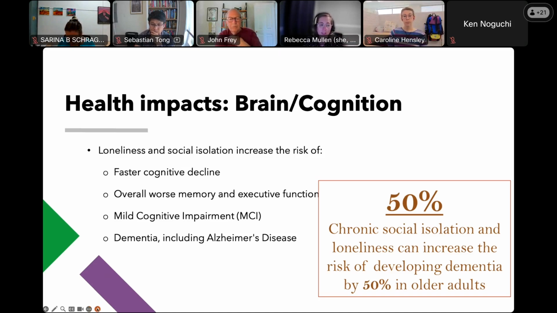And we see that loneliness and social isolation are significant risk factors for poor cognitive health. They are independently associated with increased risk of faster cognitive decline, overall worse memory and executive function, the development of mild cognitive impairment and dementia and Alzheimer's disease. Chronic social isolation and loneliness can actually increase the risk of developing dementia by 50% in older adults. And in 2024, The Lancet came out with a paper that basically stated that if social isolation and loneliness were eliminated, 5% of dementia cases could be eliminated as well. So this is a very hot topic in the dementia cognitive impairment world. Next slide.